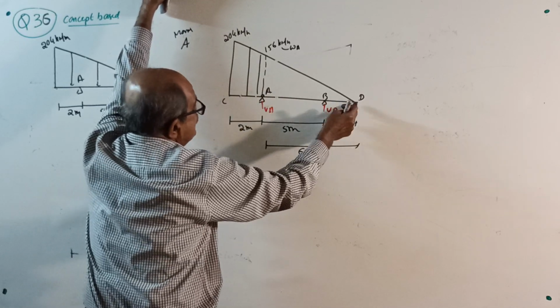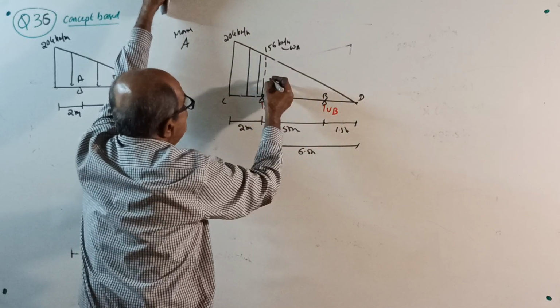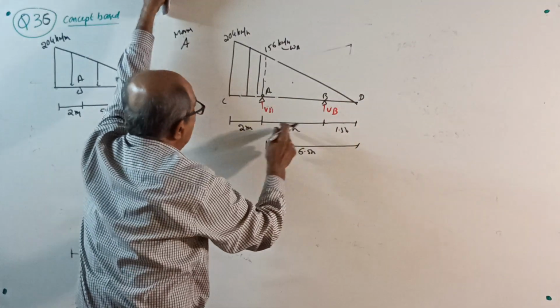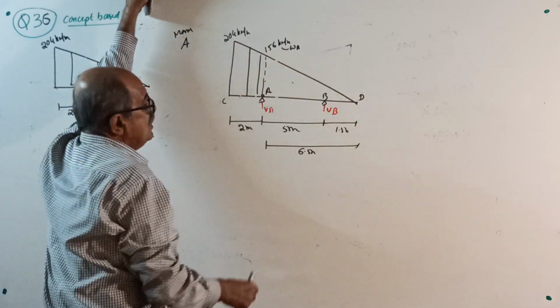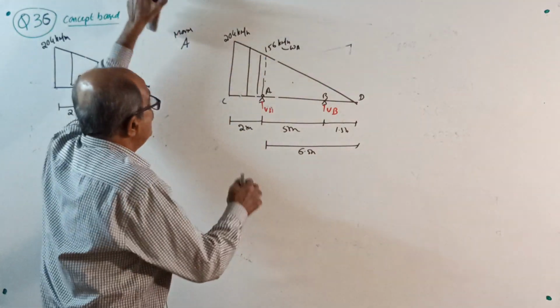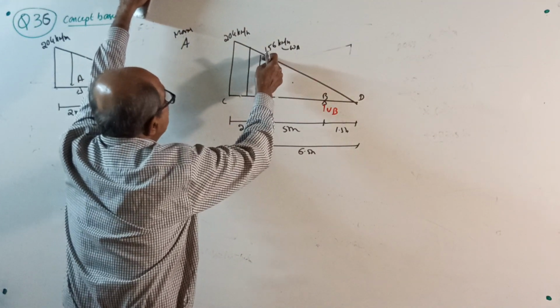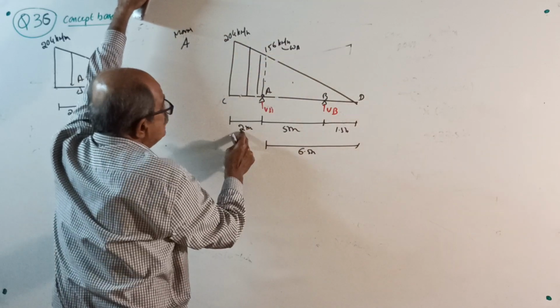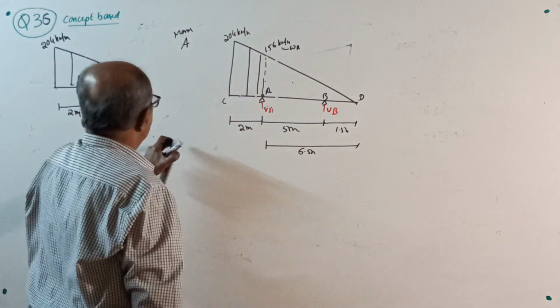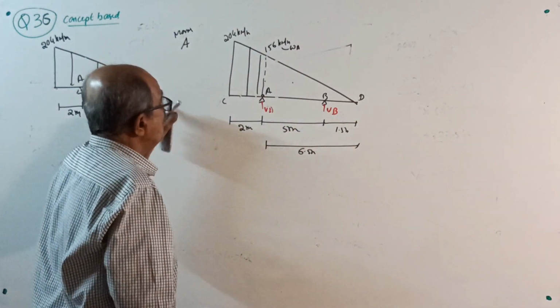Half into 6.5 into 156 into 1 by 3 of 6.5 minus trapezium. 156 plus 204 divided by 2 into 2 is the total load, into bracket 156 plus twice of 204 divided by 156 plus 204 into 2 divided by 3. Your answer VB will come same as what you got earlier.